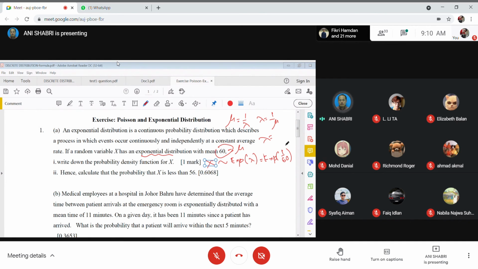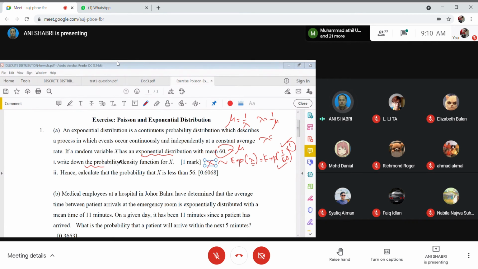The answer is this. If it is correct, you get 1 mark. It is easy, but if you don't know, you don't know. If you write down the probability density function, you must write X follows exponential lambda, and find the value of lambda. After you get this, I give you 1 mark.